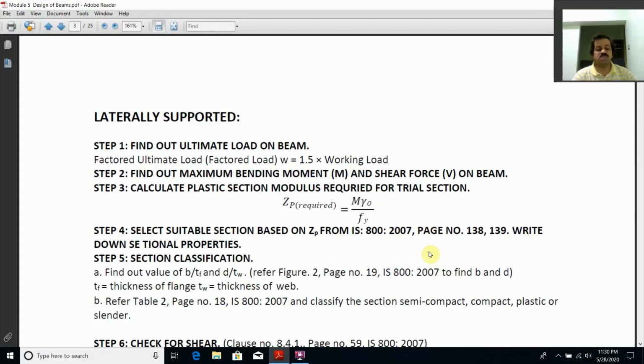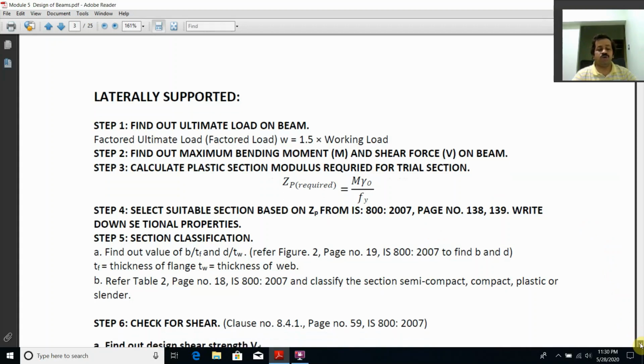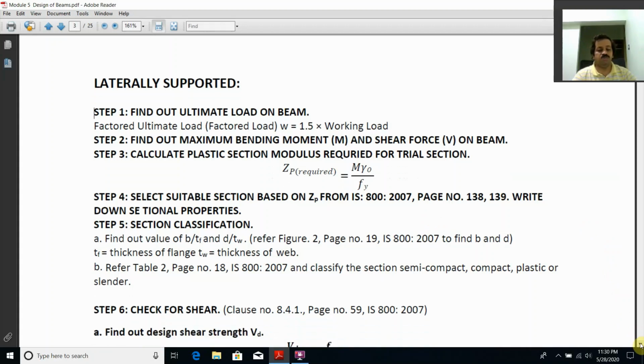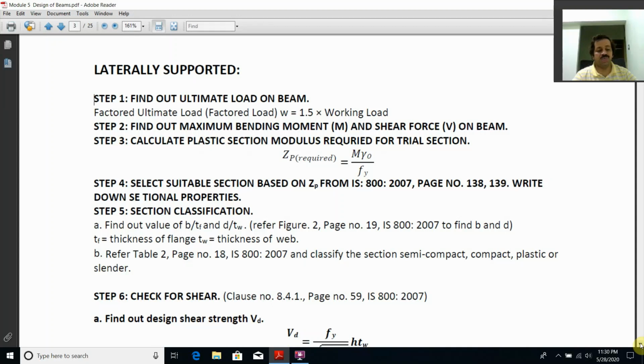Later, once the section is identified, next I have to classify the section, whether it is plastic, compact, semi-compact or slender. For this we refer to page number 18 of IS 800 2007. Later, once we identify whether it is plastic, compact, semi-compact or slender, we check for shear strength as per page number 59 of IS 800 2007.